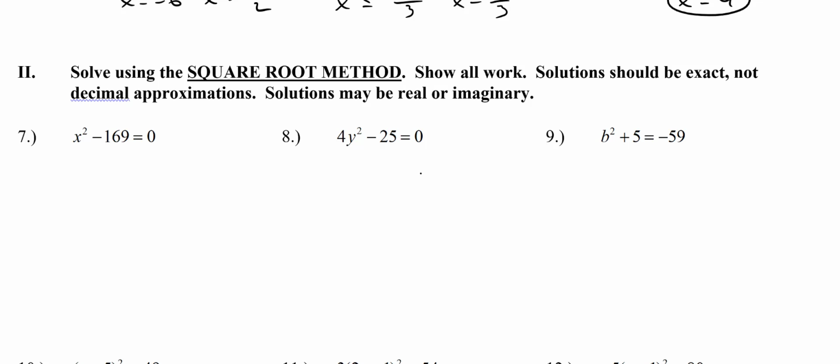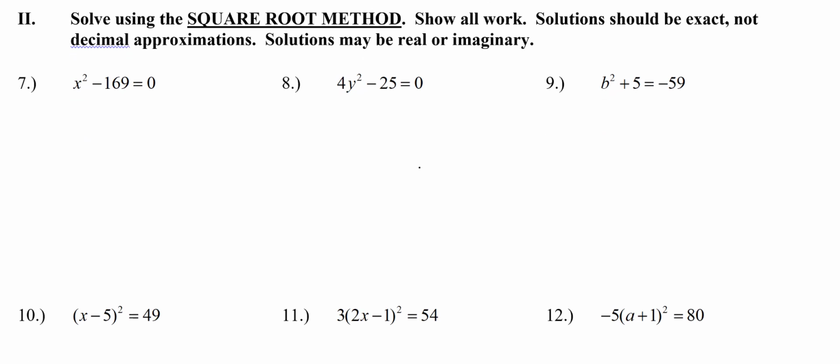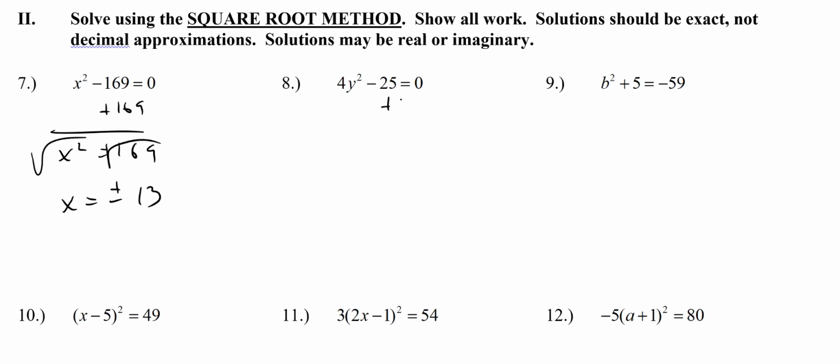Square root method. Okay? Basically what you're doing is just, if you notice that these just have squares and they don't have like y's, like it's not x squared plus 2x minus 169. It's just x squared minus 169. So basically, I'm going to add 169 to both sides. So I get x squared equals 169. I take the square root. So x equals plus or minus, don't forget the plus or minus, 13. That's it.